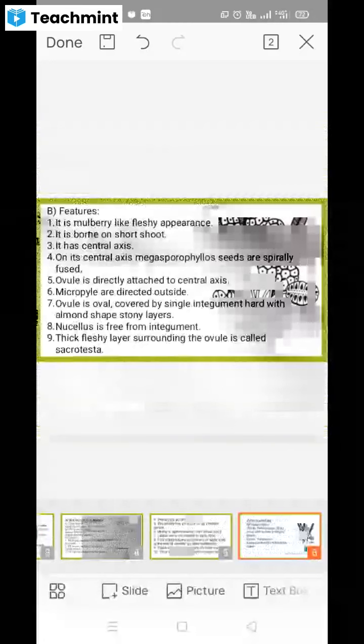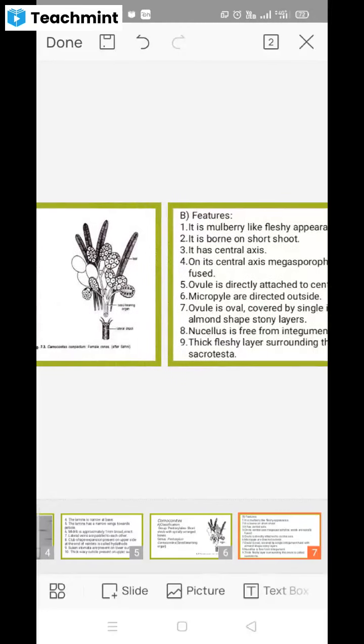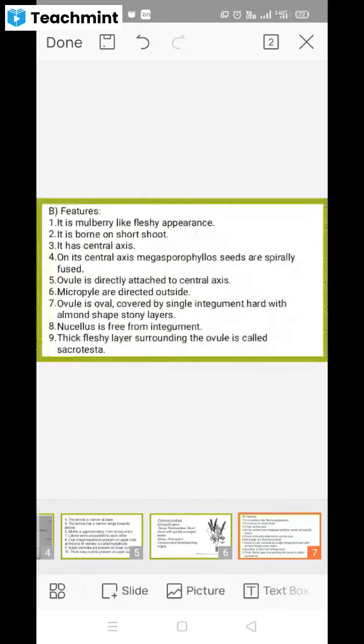You have to see this figure. So at the lateral sections of this, when we go through the central axis, on that central axis, on both sides, the megasporophyllous seeds are spirally fused. So here the ovule is directly attached to the central axis and the micropyles are directed outside.